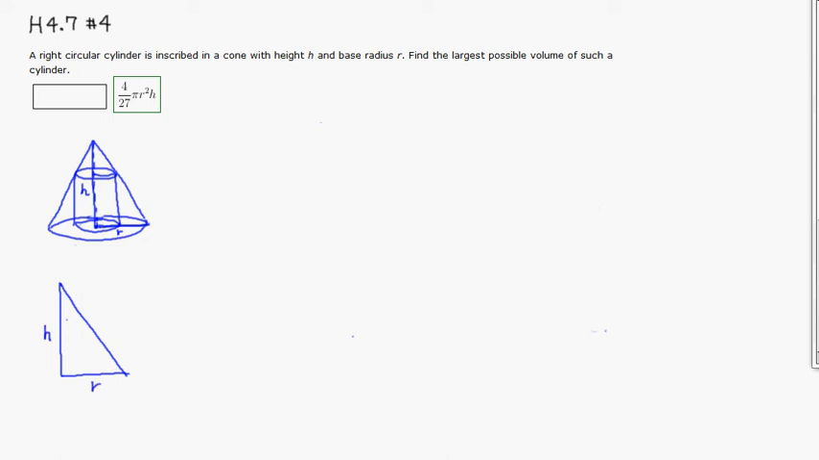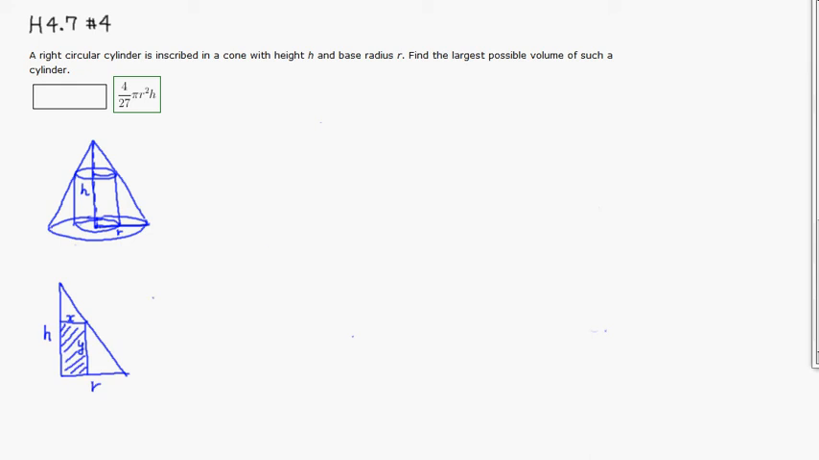All right, then let's see. So we have a cylinder going like this, right? I'm going to use x for the radius of the cylinder, and I'm going to use y for the height of the cylinder. So this part is the cylinder.